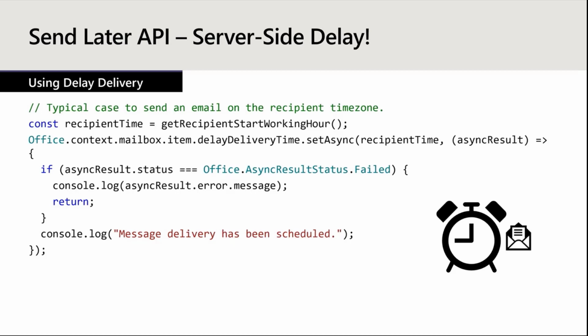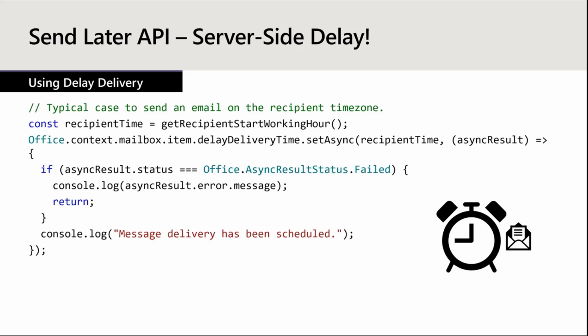So part of Mailbox 1.13 is to add the delayed delivery API. Many customers were asking us, hey, I want to delay the delivery of an email because I want to send it at a proper time for the recipients' time zone, or even in the same time zone, I want to send my email around a decent time so that everybody receives the email at the right moment.